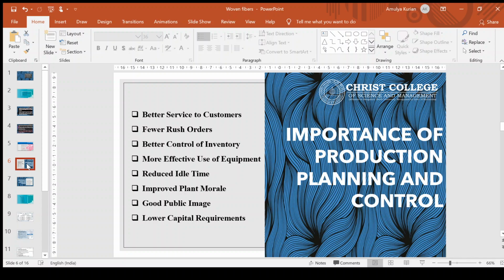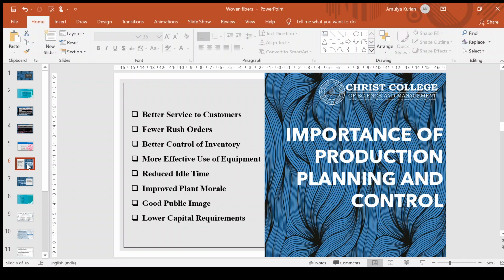Second one, fewer rush orders. Since the organization has already planned the operations, it ensures that the production are in smooth way and it is matching with the promised delivery dates. There is no rushing around the order.